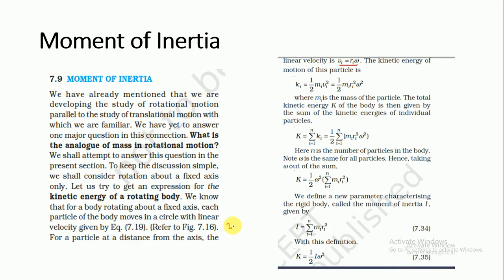So whenever the object is moving in a circular track, we know that the linear velocity at any time can be written as R into omega, where omega is the angular velocity. Here we are going to consider any arbitrary rigid body, and let us consider this is the axis of rotation. Now let us consider the body is rotating about this fixed axis of rotation.